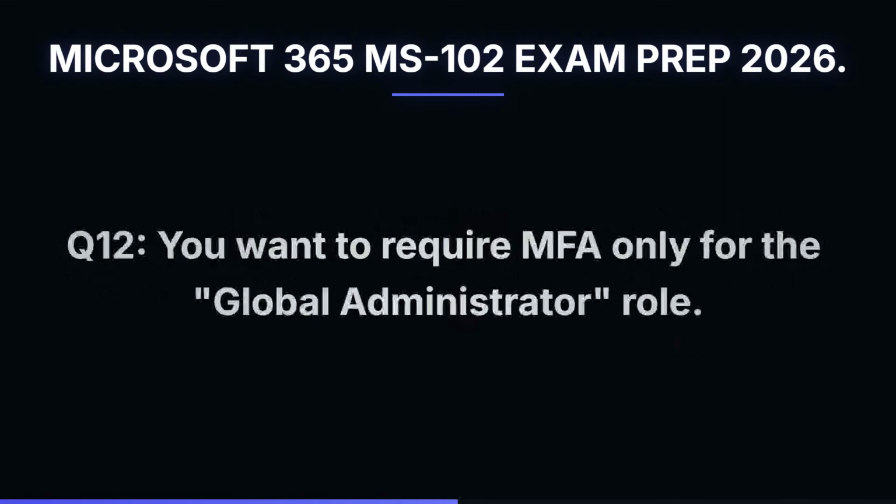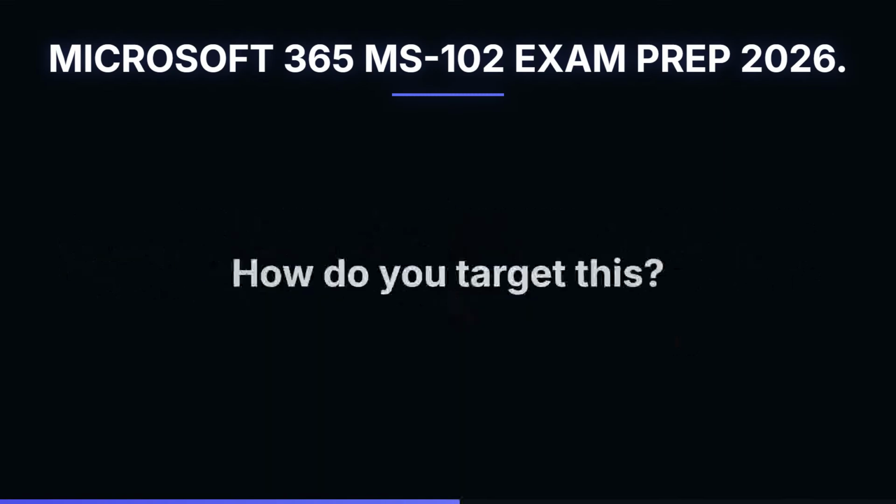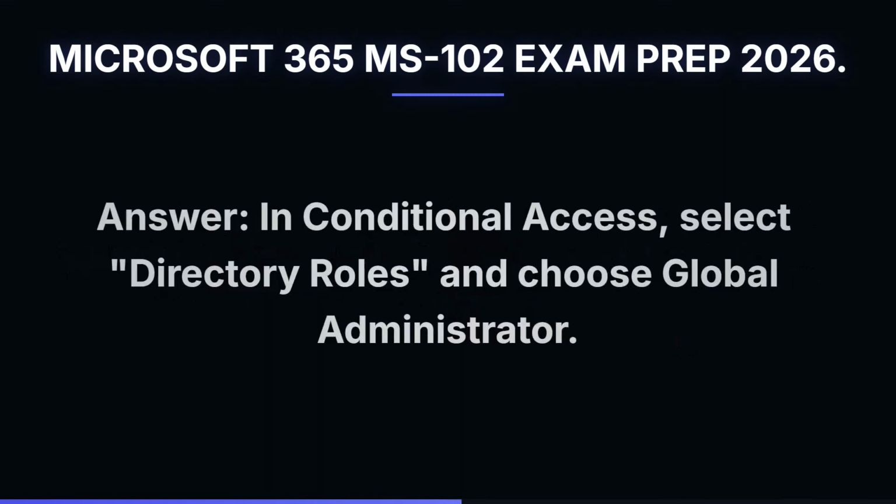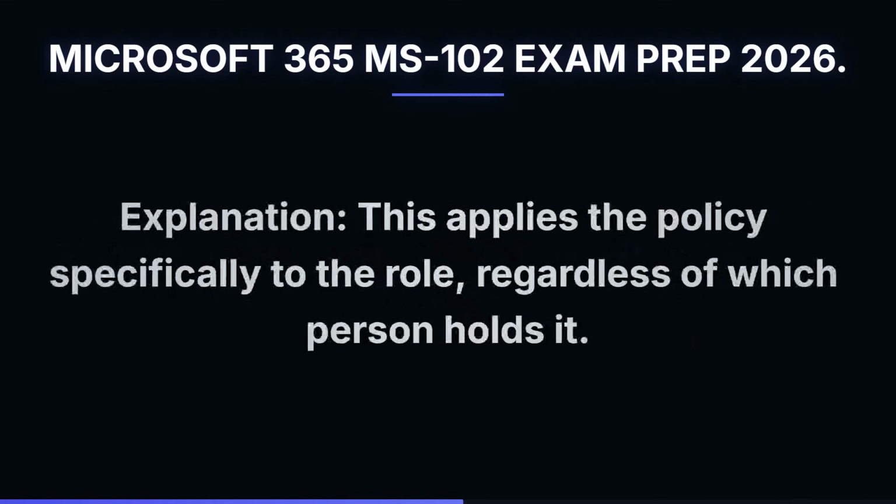Q12. You want to require MFA only for the Global Administrator role. How do you target this? Answer. In conditional access, select Directory roles and choose Global Administrator. Explanation. This applies the policy specifically to the role, regardless of which person holds it.